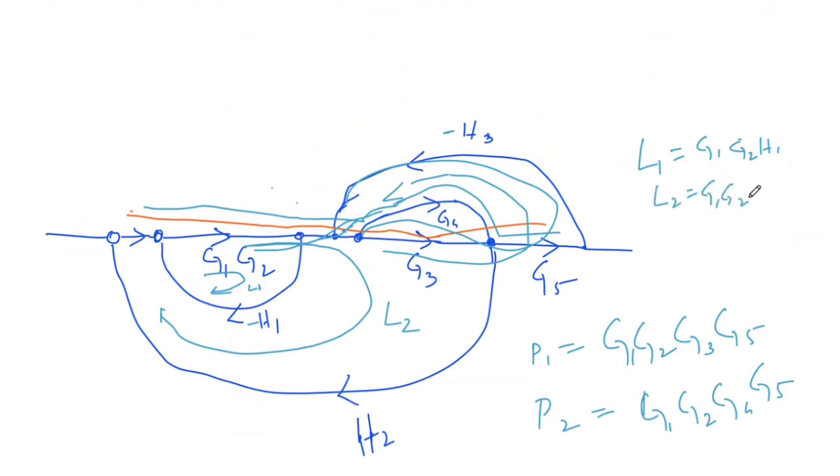L2 is G1, G2, G3, H2. This is minus. L3 is G1, G2, G4, H2. L4 is G3, G5 minus H3. L5 is G4, G5 minus H3.